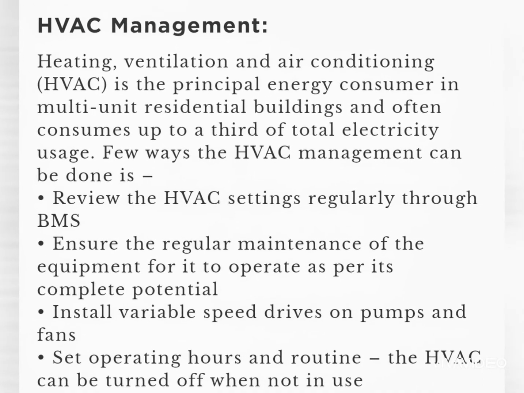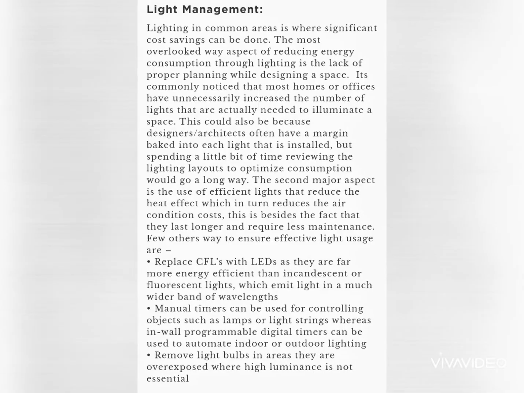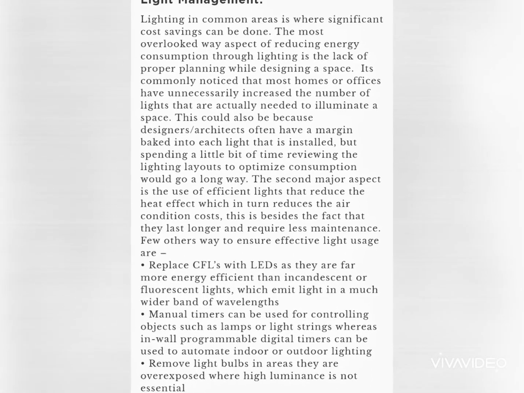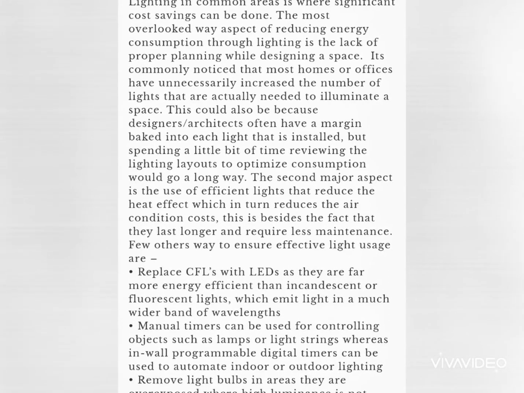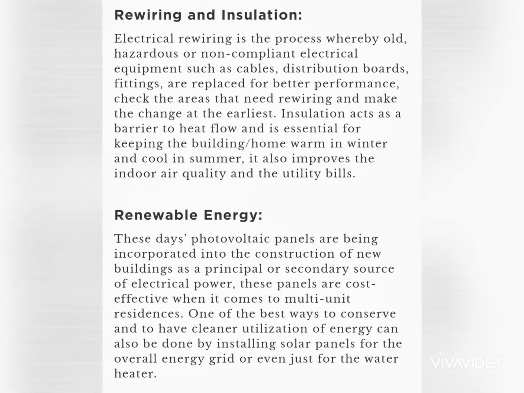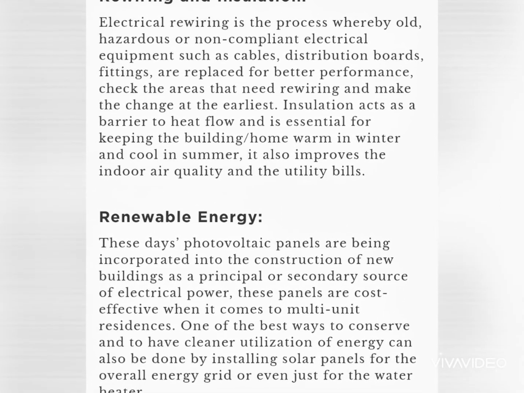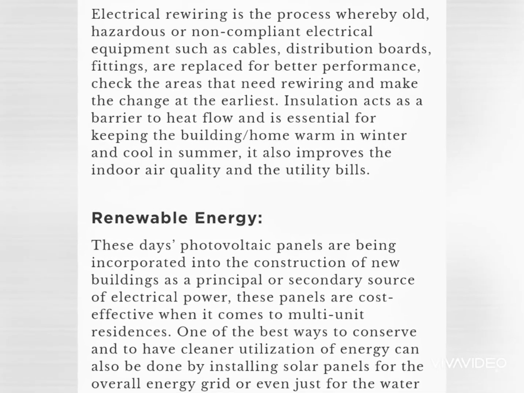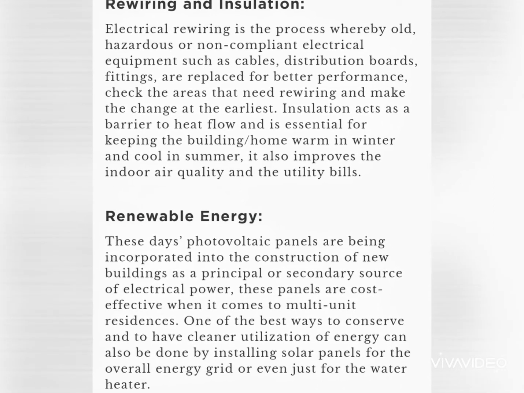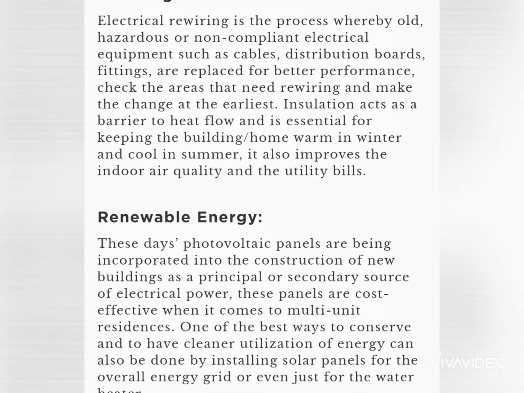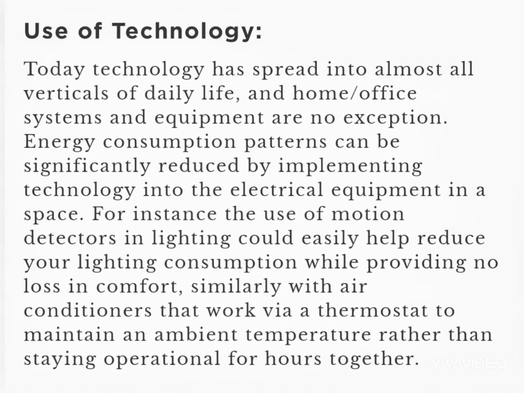Light management. Lighting in common areas is where significant cost savings can be done. Rewiring and insulation. Electrical rewiring is the process whereby all hazardous or non-compliant electrical equipment such as cables, distribution boards, fittings are replaced for better performance. Check the areas that need rewiring and make the change at the earliest. Renewable energy. Solar power plant we can use for generating energy for the residential uses.